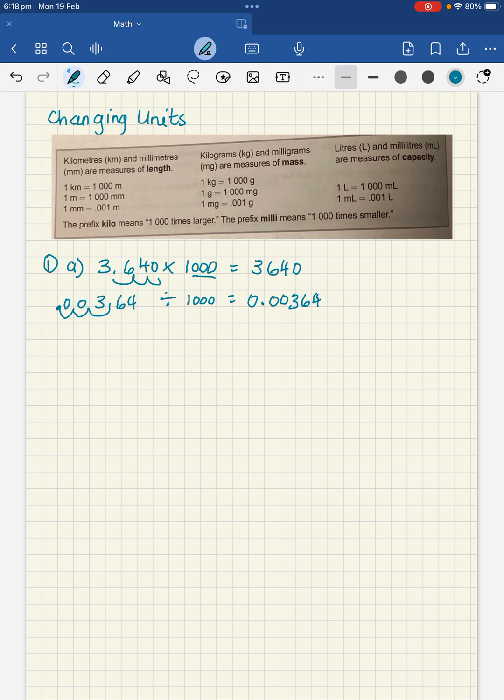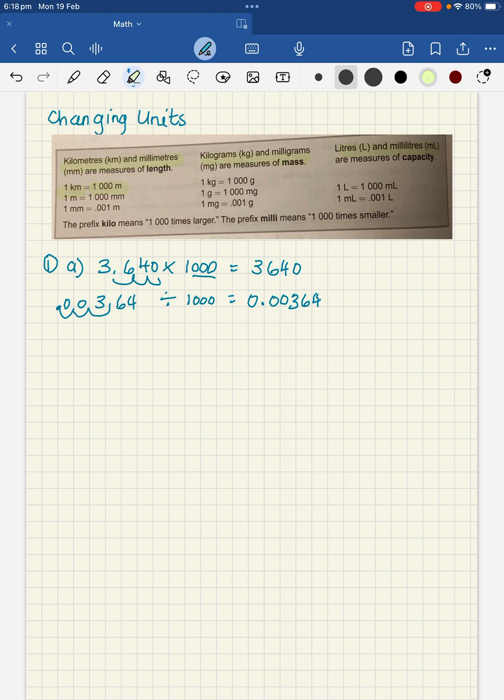Okay, now if you look at the above changing units, you can see that kilometers and millimeters are measures of length, which you know. Kilograms and milligrams are measures of mass, or how heavy something is. Liters and milliliters are measures of capacity, so thinking liquids, you would measure milliliters. So if you had 1 kilometer, that would equal 1,000 meters. Okay, so to figure out how many meters something is from kilometers, you would multiply by 1,000.